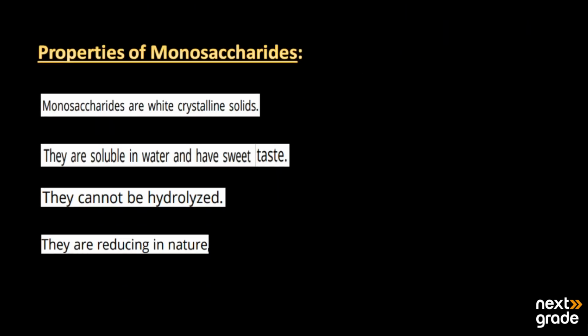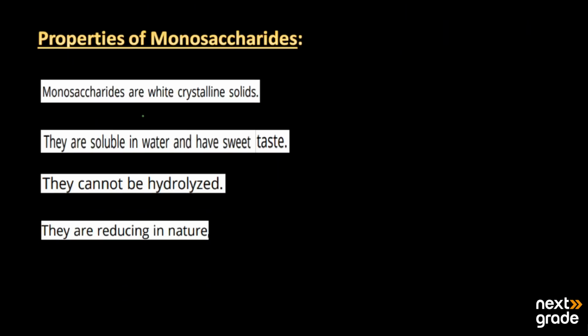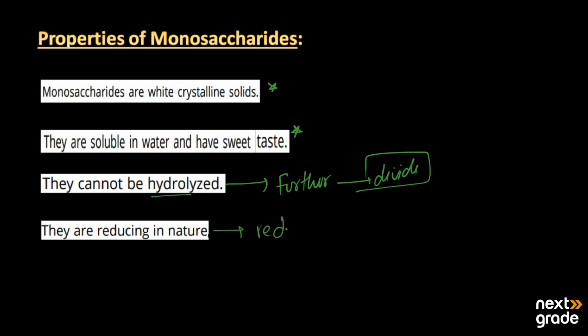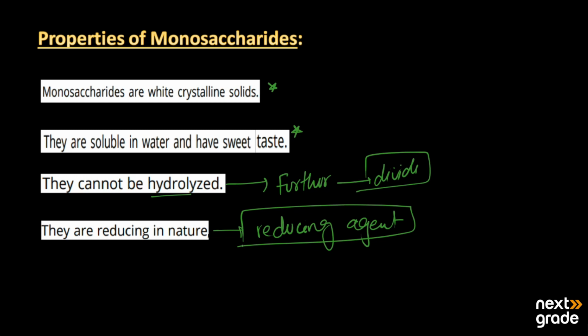Then we have some properties of the monosaccharides. Monosaccharides are basically white crystalline solids. They are white in color. They are soluble in water, and they have a sweet taste. On the other hand, they cannot be hydrolyzed. Hydrolyzed means they cannot be further divided, so they are unhydrolyzed. And the last one, they are reducing in nature, so they work as a reducing agent. They reduce other substances, so that's why they are reducing agents, and they oxidize themselves. So this is all about the simple properties of the monosaccharides.